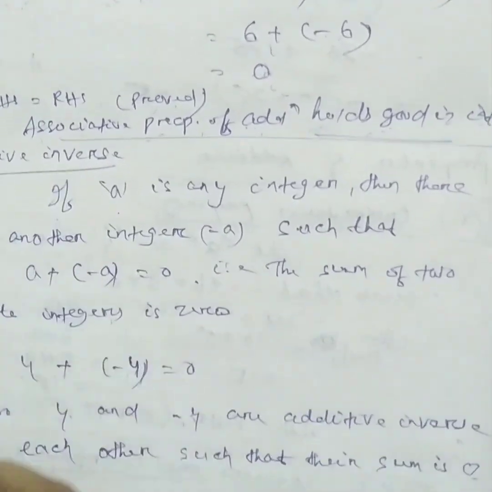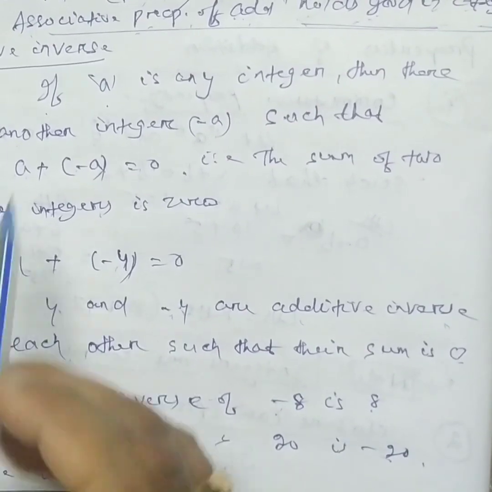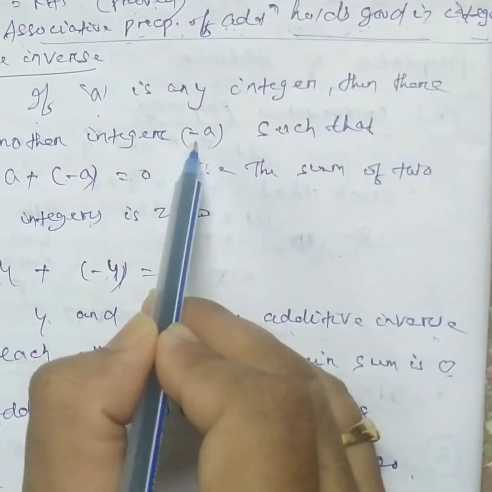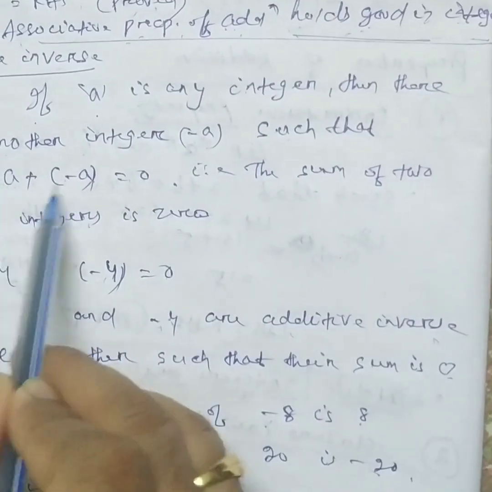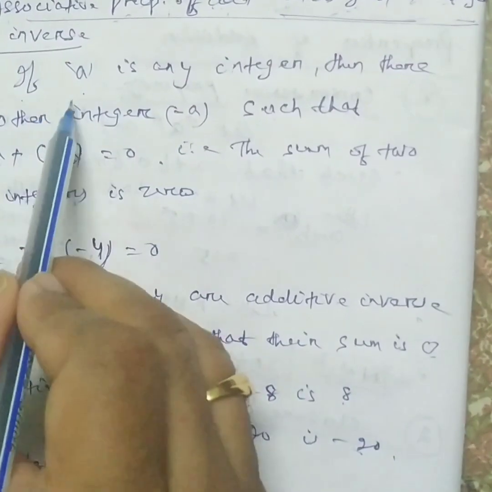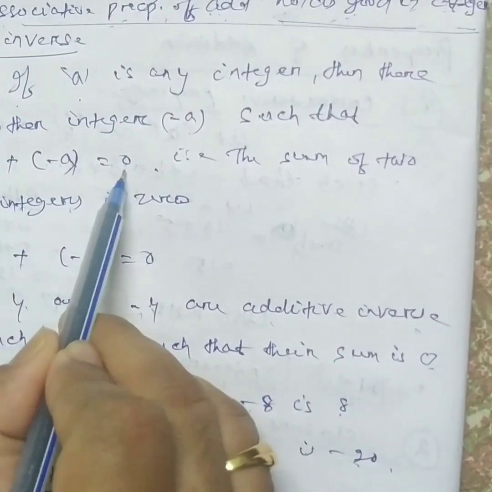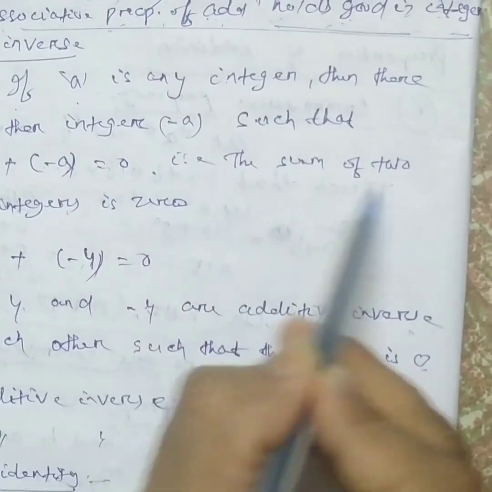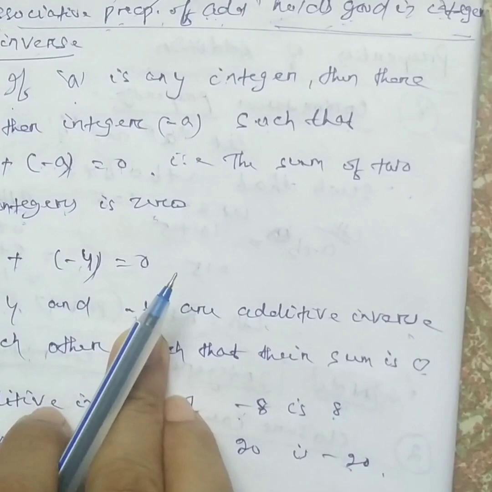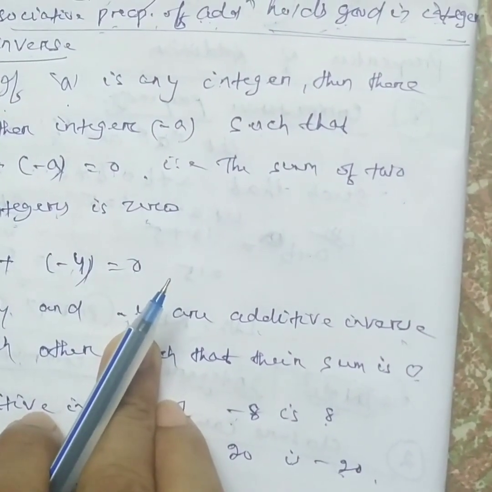Coming to additive inverse, the next property, property number 4, additive inverse. If A is an integer, then there exists another integer minus A, such that A plus minus A is equal to 0. You take any integer A, make it negative, then you add those two numbers, you will get 0. That is, the sum of two opposite integers is 0. That means the opposite of 5 is minus 5, the opposite of 6 is minus 6, the opposite of minus 8 is 8, and you add those two numbers, you will get 0.